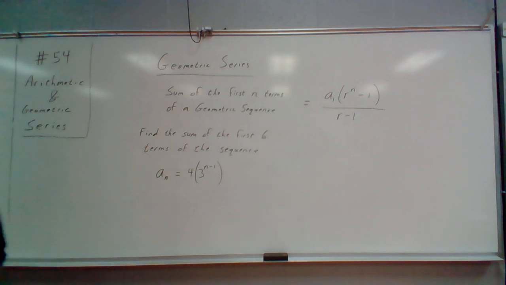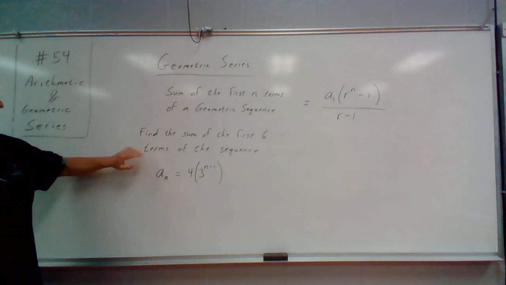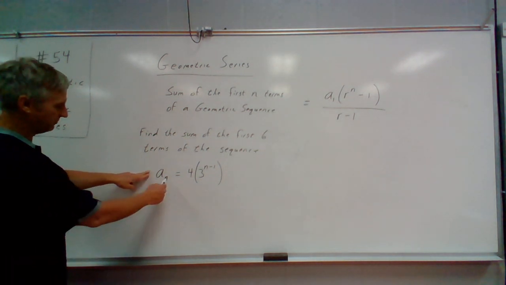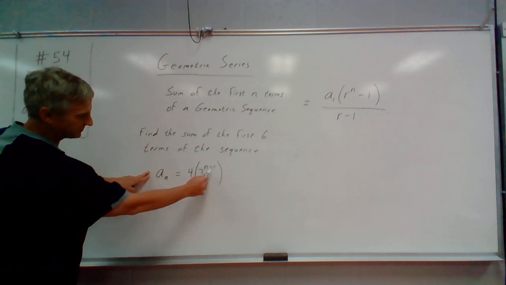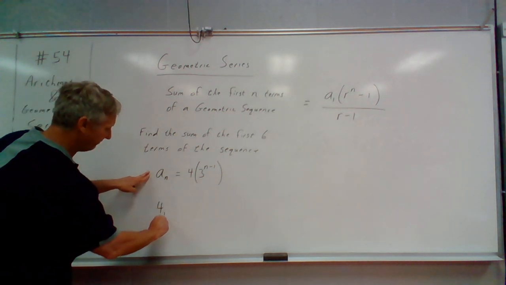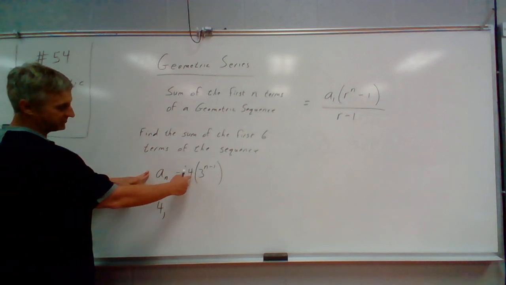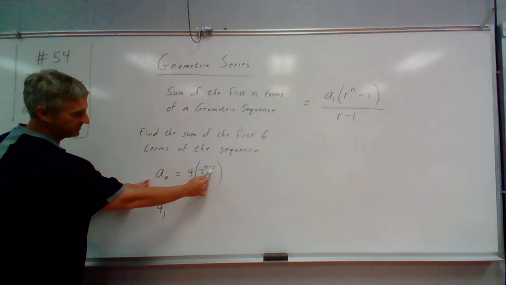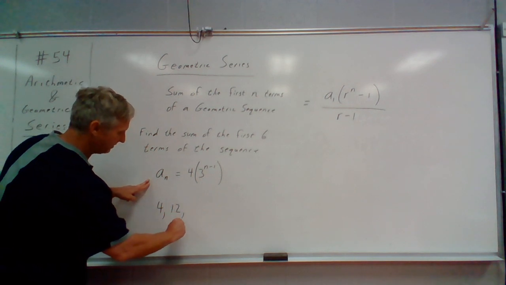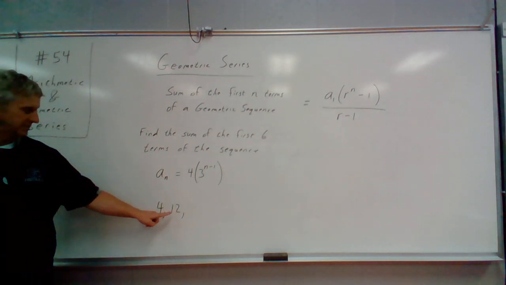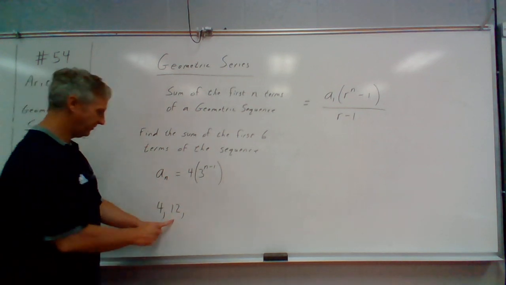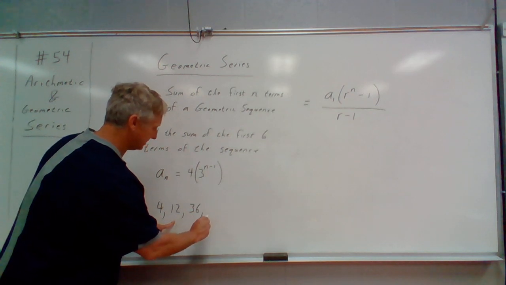All right, so let's try an example here. So let's find the sum of the first 6 terms of this sequence. So the first thing to do, let's write out the first 6 terms of the sequence. So if we let n be 1, 1 minus 1 is 0, that'll be 1, so my first term will be 4. We know this is going to be a geometric sequence because this is an exponential function. All right, my second term, 2 minus 1 is 1, so that'll be 3. 4 times 3, that'll be 12. So my common ratio looks like it's going to be 3, and we already knew that.